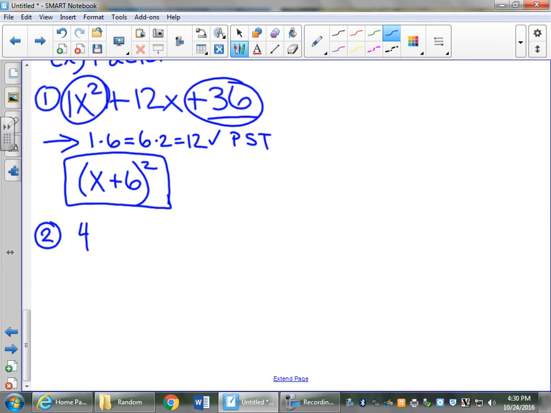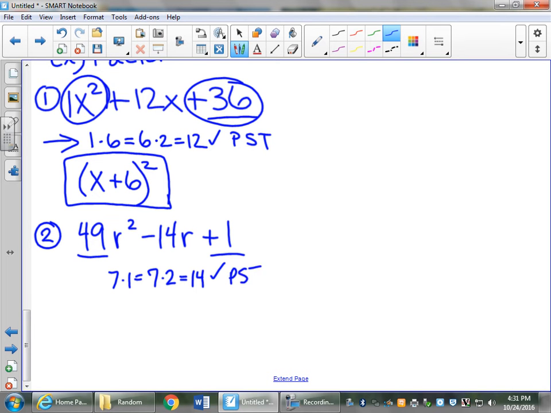Here's another one. 49r squared minus 14r plus 1. So right off the bat, 49 is a perfect square, 1 is a perfect square. So you might be thinking, oh, shortcut, but we got to check the middle. So you square root the 49, you square root the 1, you multiply them, and you double it. Now here when I double it, I'm getting positive 14, and that's okay. We're not trying to verify the sign, we're just trying to verify the value. So 14 is good enough to verify that this is in fact a perfect square trinomial.